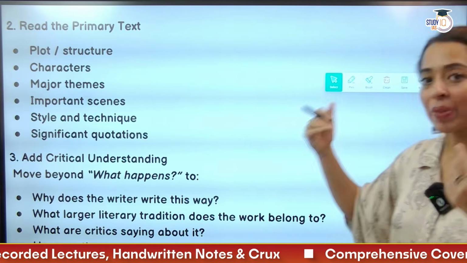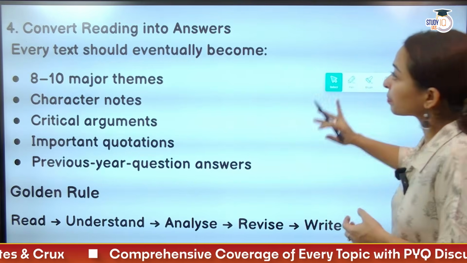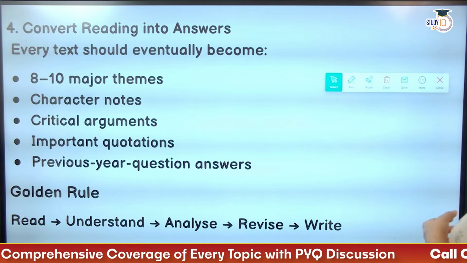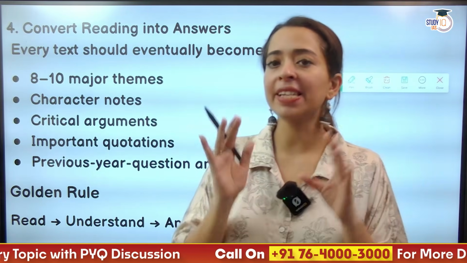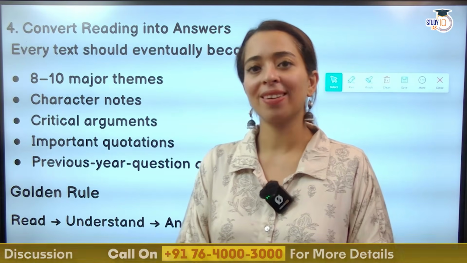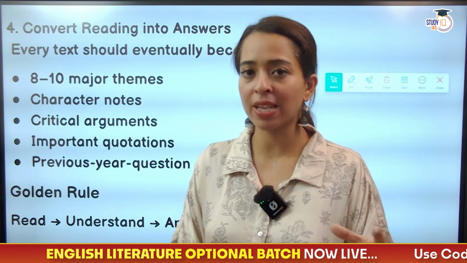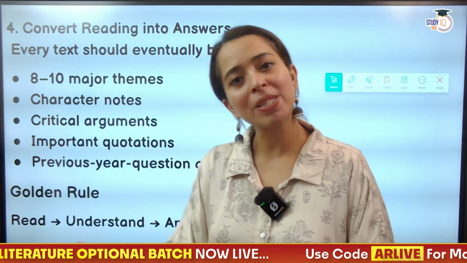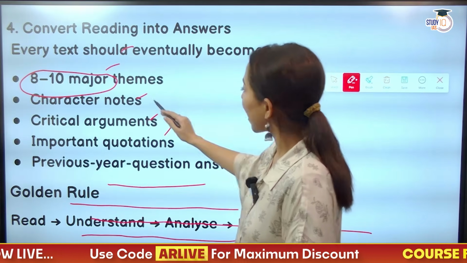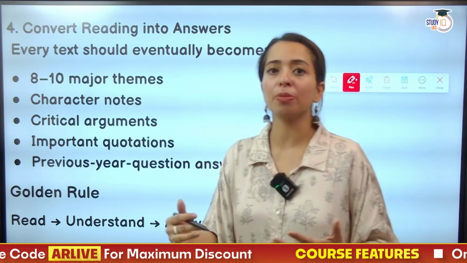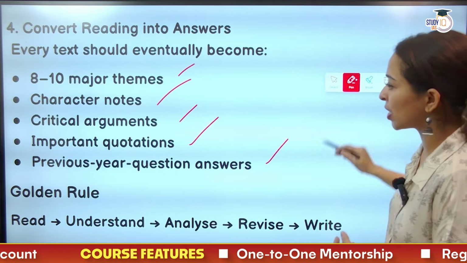All right, so you will have an understanding of all these questions and then you will be able to answer them very easily. Convert reading into answers. Every text should eventually become 8 to 10 major themes. Again, as I say, every text has 10 major themes. And trust me, you pick up your previous year questions, you see the repetition that those questions have. Why? Because 10 से ज़्यादा major themes क्या होंगी text में. So 8 to 10 major themes will be asked over here. Character notes. So these are the notes that you should make: major themes, character notes, critical arguments, important quotations, previous year questions. Golden rule क्या है?